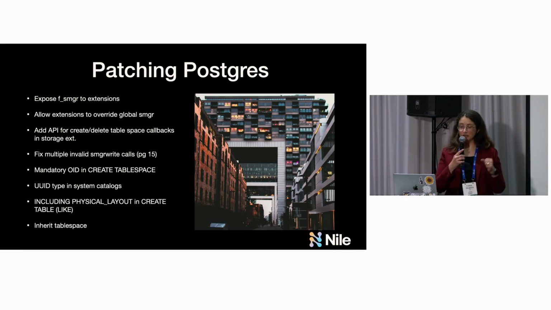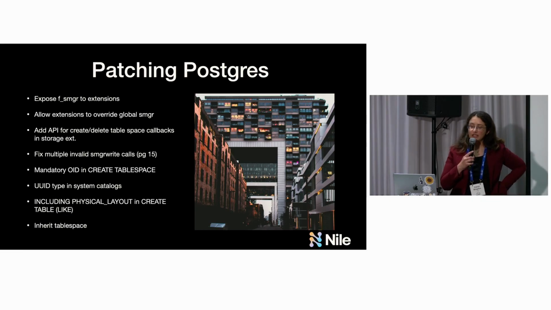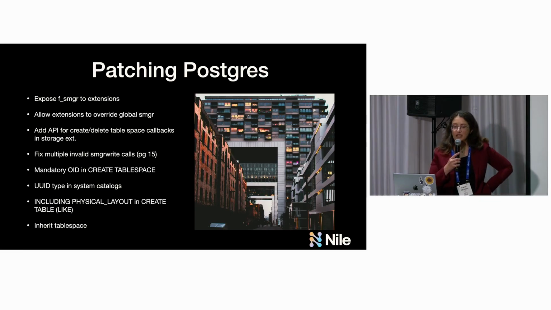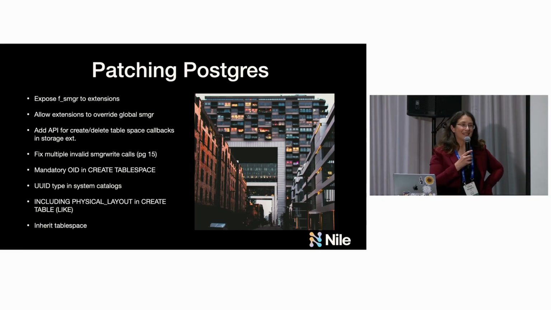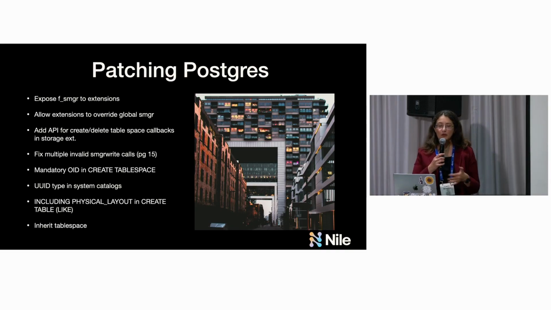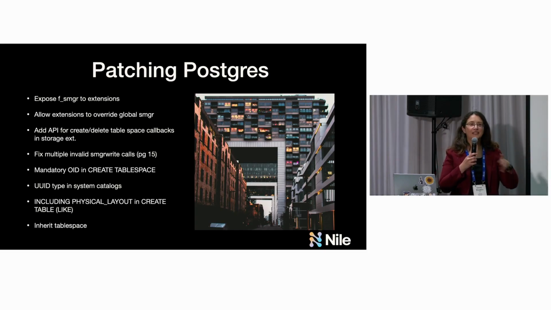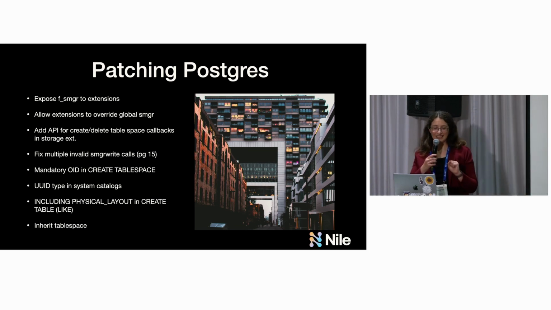So we use them. And then we needed a bit more stuff. We needed an API to know when table spaces get created, because this is where we create our SlateDB stores. We had a bunch of bugs around SMGR writes that were fixed in later versions, but we're still on Postgres 15. Hopefully, this will change by the time Postgres 18 is out.